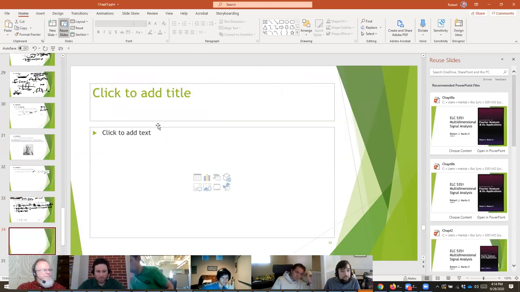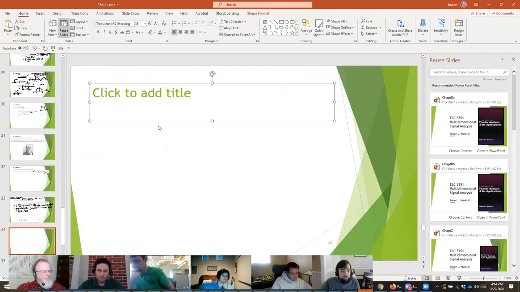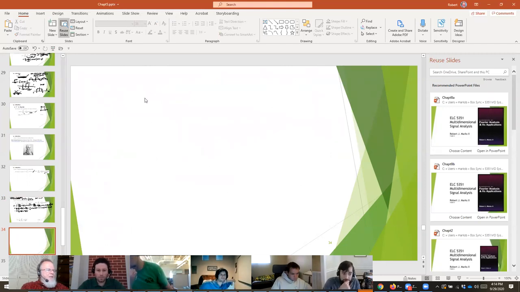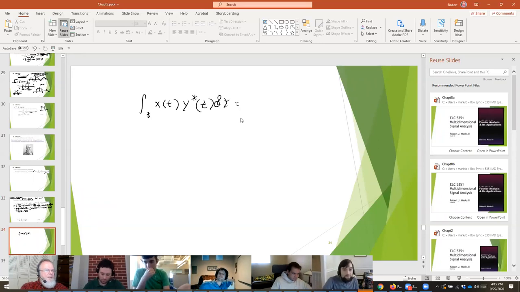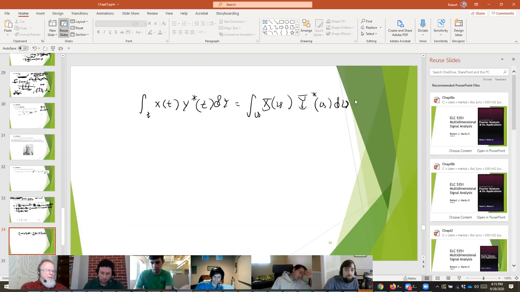Let me just remind you about it here. This was in chapter 2, and it's the integral over t of x(t) y conjugate(t) equals the integral over the frequency domain of X(u) times Y conjugate(u). This will be something that I'll ask you guys in the next exam. This is called the power theorem, and we proved it in class. A special case is when x is equal to y.